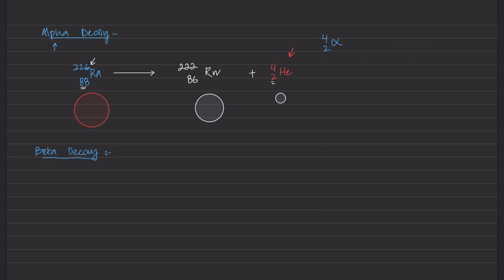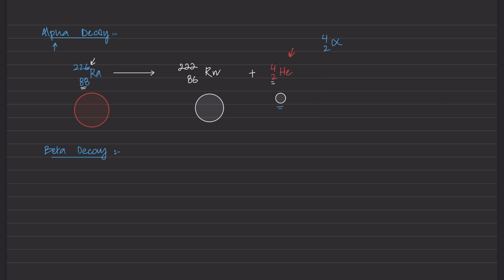Okay, we have beta decay. In beta decay, once again, the process is very similar. It's only the size of the particle, the nature of it, that is going to change. In this case, we have one high speed electron which leaves the system. So I'll give you an example.